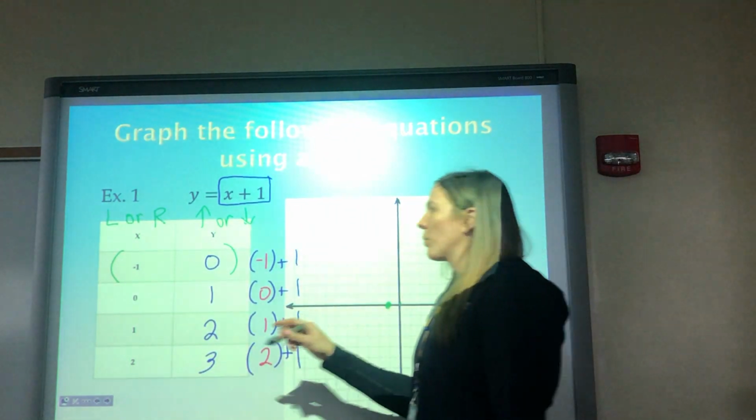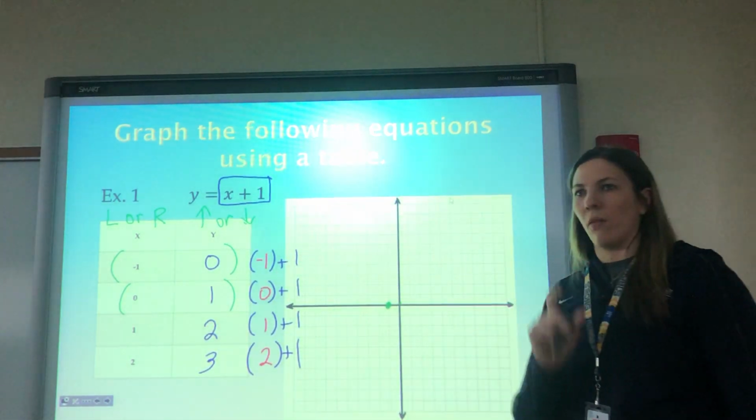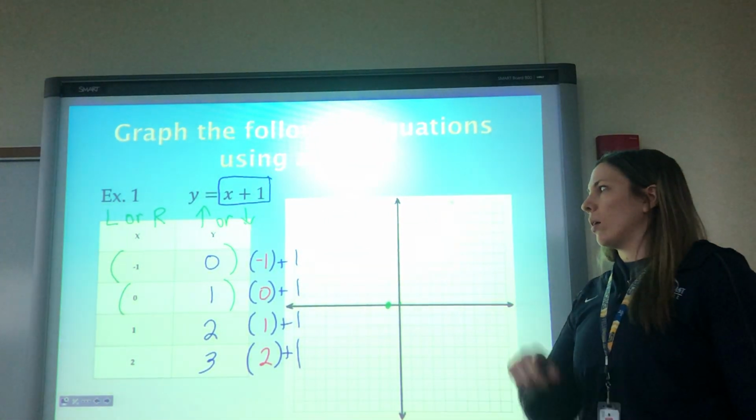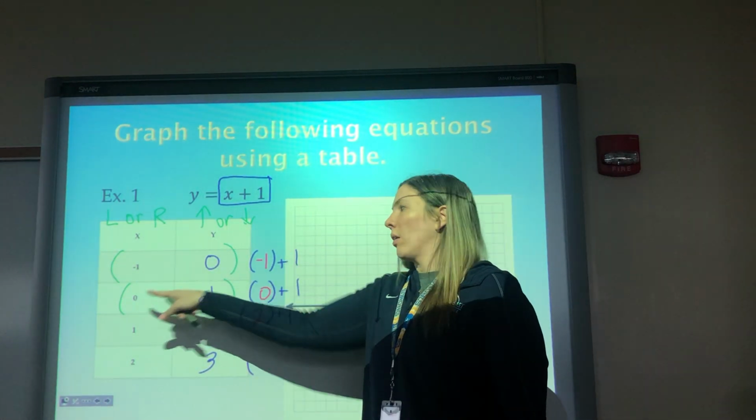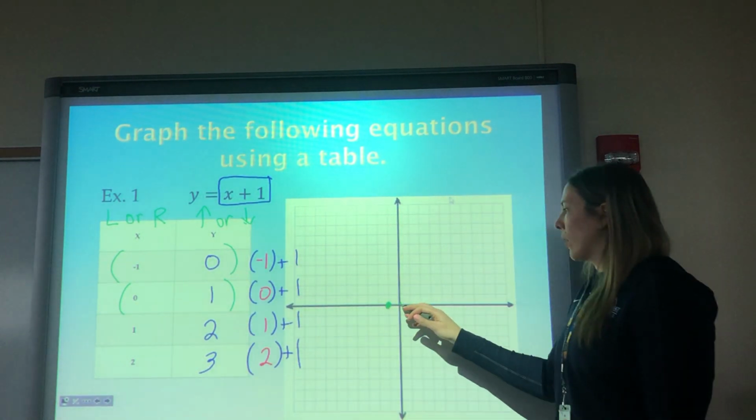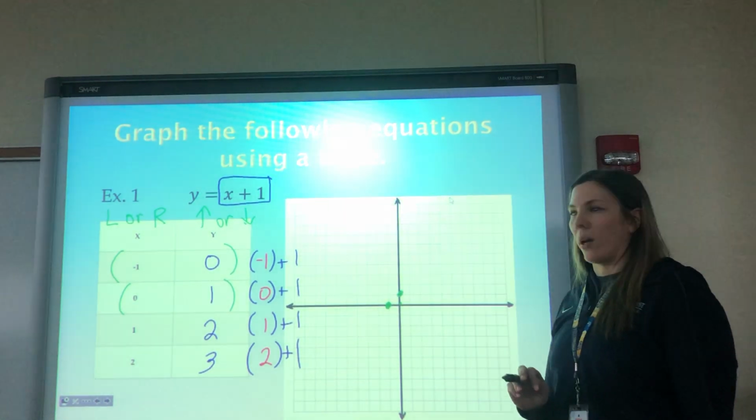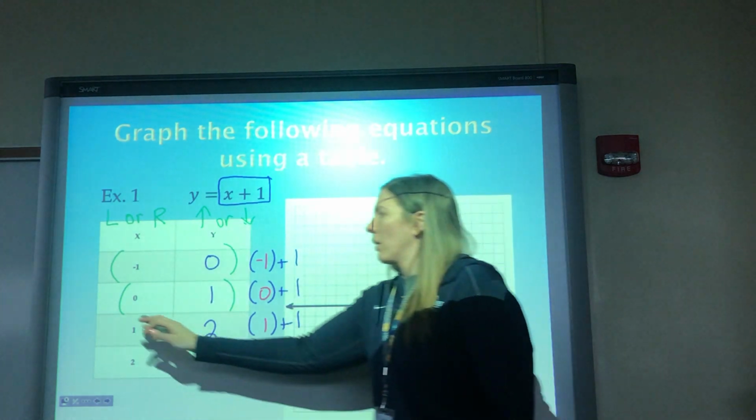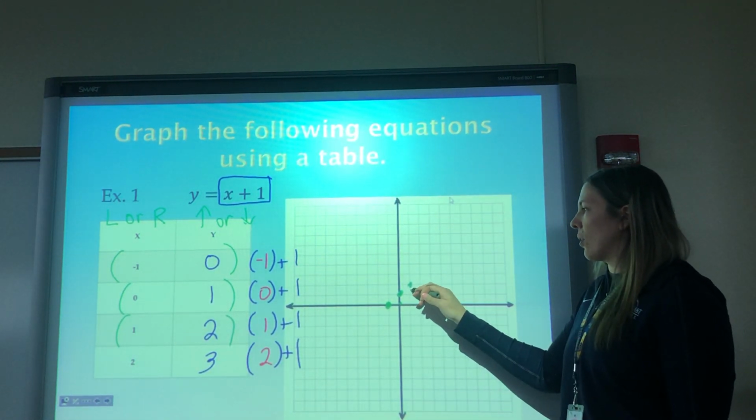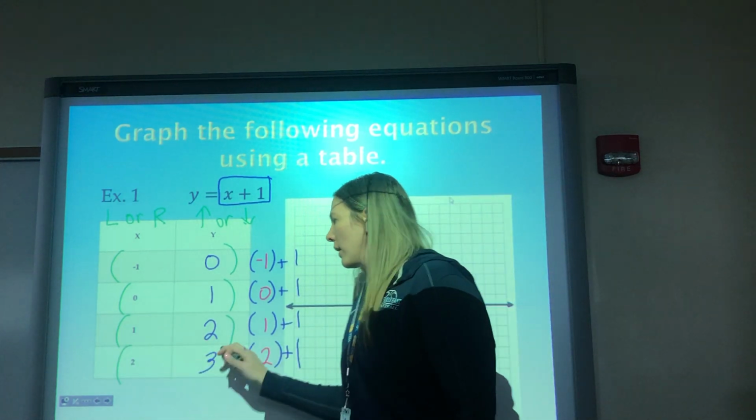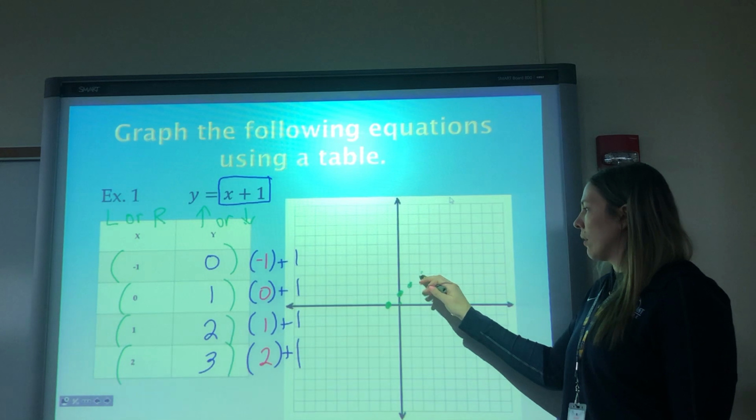Okay? My next point, this one's kind of tricky. Anytime there's a 0 in your ordered pair, it's a little tricky if you remember that. But 0, 1 tells us don't go left or right at all, and then go up 1. So starting from the origin, don't go left or right, just go up 1. Here's my second point. Third point, 1, 2, right 1, up 2. And then my fourth point, 2, 3. So right 2, up 3.